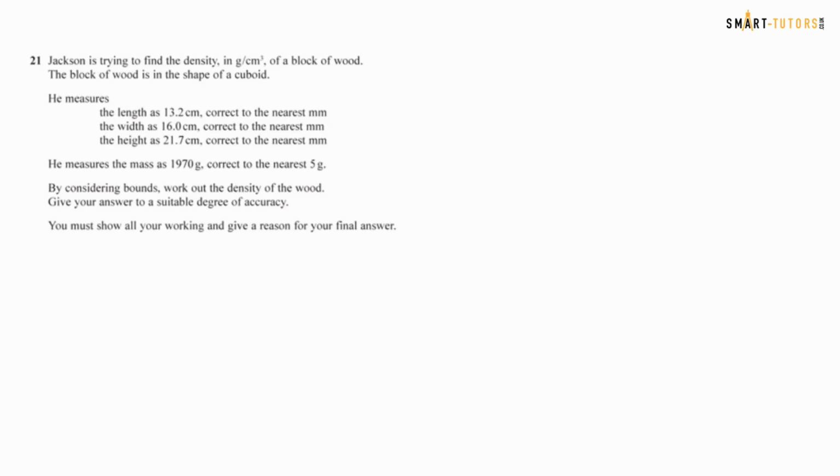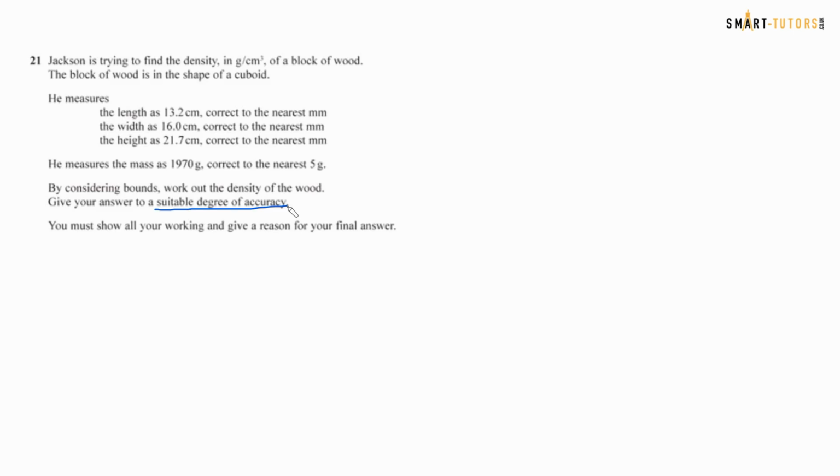Then by considering the bounds, work out the density of the wood. Give your answer to a suitable degree of accuracy. I'm sure you may have come across this kind of question. So, suitable degree of accuracy. In this case, you need to find the upper bound of the density and the lower bound of the density, and find the common answer that both can be rounded to.